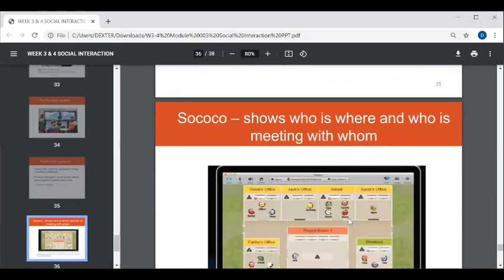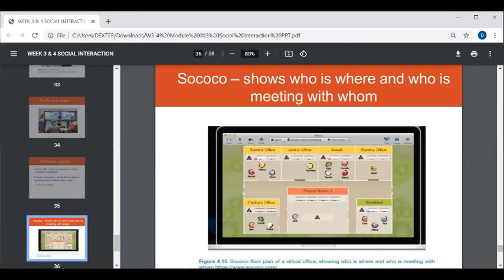Next, we have the Sokoko, which shows who is where and who is meeting with whom. Okay, so Sokoko is the online workplace where distributed teams come to work together each day, side by side. So no matter where team members might be, down the hall or across a campus or halfway around the world, working in your organization's online office is even more productive than being on the same floor or in the same room.